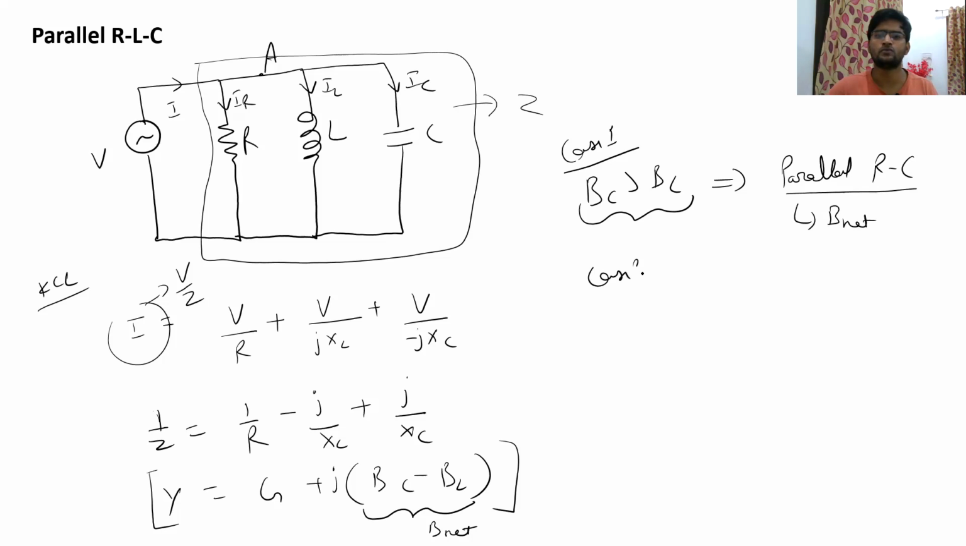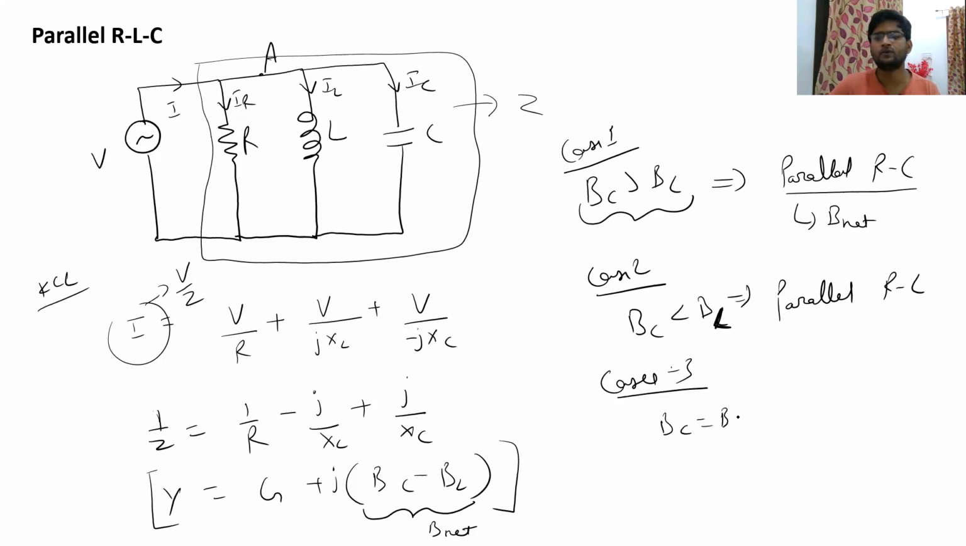And in case 2, if BC is less than BL, then in this case it will be nothing but a parallel RL circuit. So BC is less than BL, the circuit will be behaving as a parallel RL circuit. And in the last case, if BC is equal to BL, we are just going to have a simple case of an R circuit, right? So we have already done the R circuit. So everything is going to be the same.